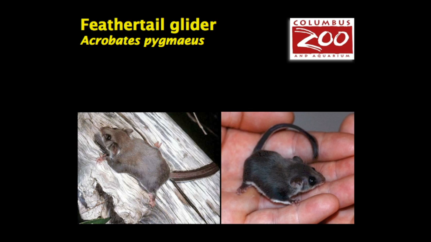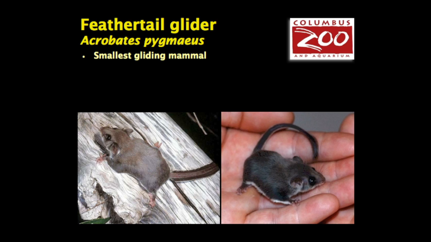This is another real cool marsupial that's at the Columbus Zoo, the Feathertail Glider, Acrobates pygmaeus. That's a great genus name, Acrobates pygmaeus. This is the smallest gliding mammal. Gliding is a fantastic example of convergent evolution.